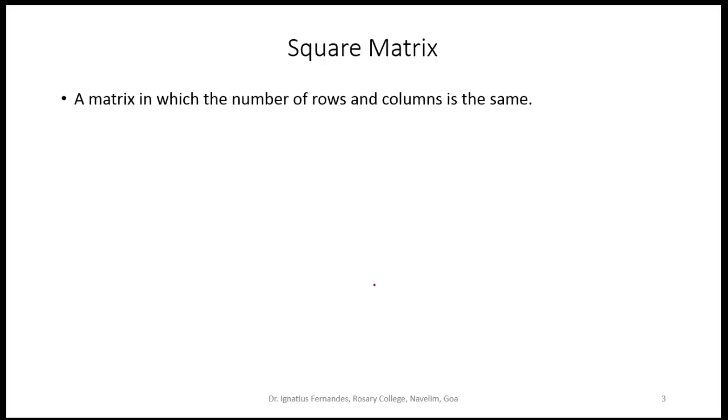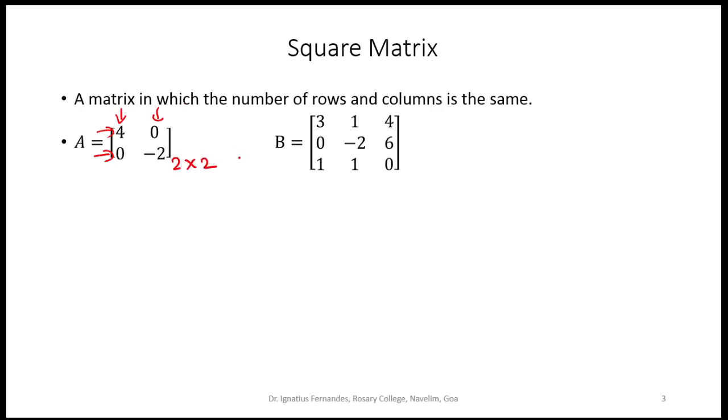A square matrix, as the name suggests, is a matrix in which the number of rows and columns is the same. For example, here matrix A has 2 rows and 2 columns. It is a 2 by 2 matrix, so the number of rows and columns is the same, and we say it is a square matrix. The same here, matrix B has 1, 2, 3 rows and 1, 2, 3 columns. It is a 3 by 3 matrix and a square matrix.